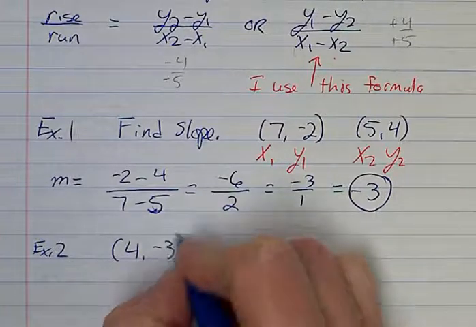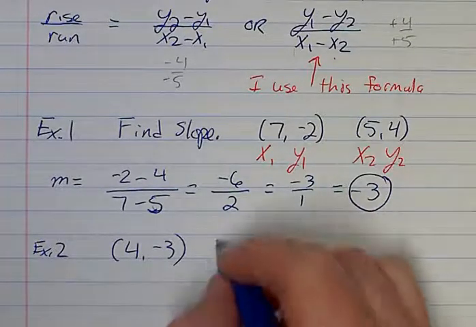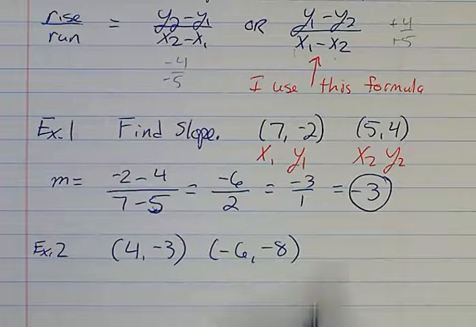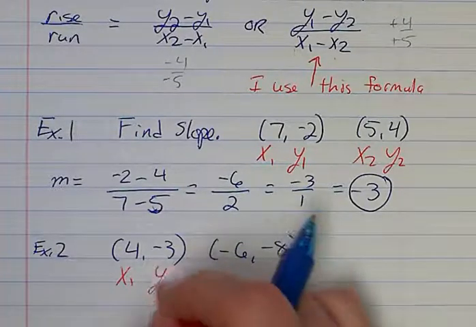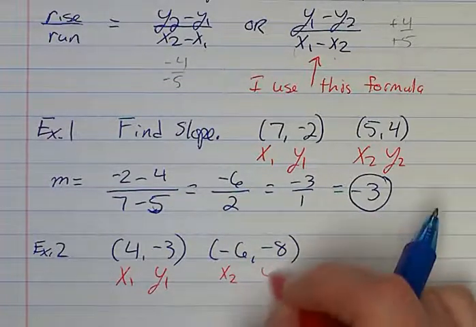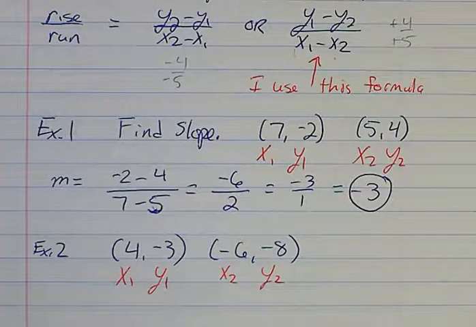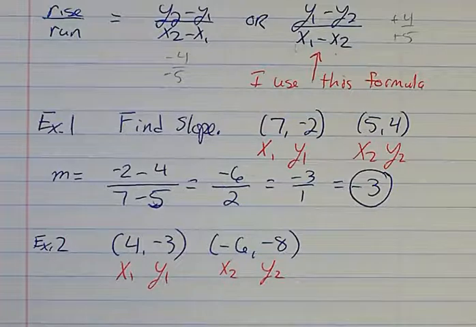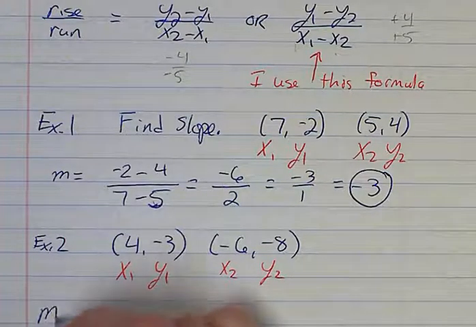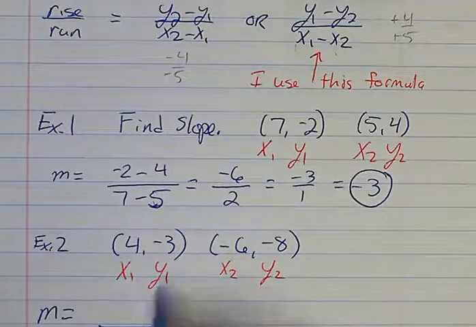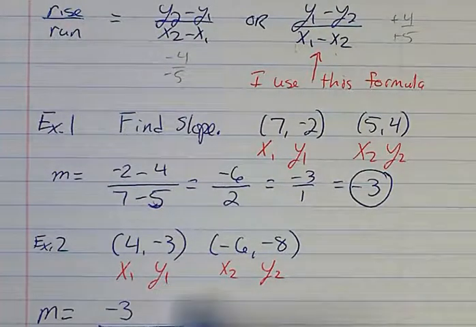All right, number 2. Let's do (4, -3) and (-6, -8). And again, it's a small thing, but it helps out a lot. The first point has to be both 1s, x1 and y1. The second point has to be both 2s, x2 and y2. Okay, so first things go first. On the top, it's -3 for the y, minus.